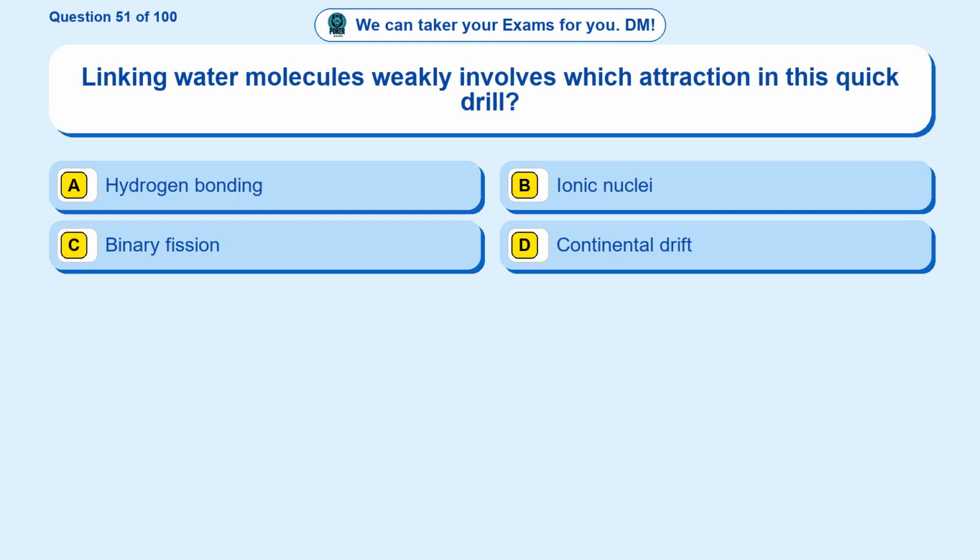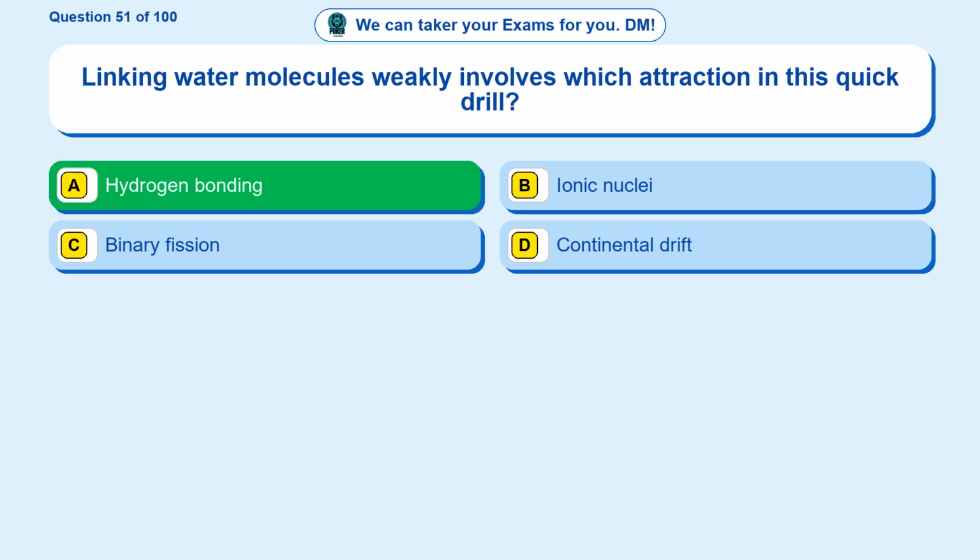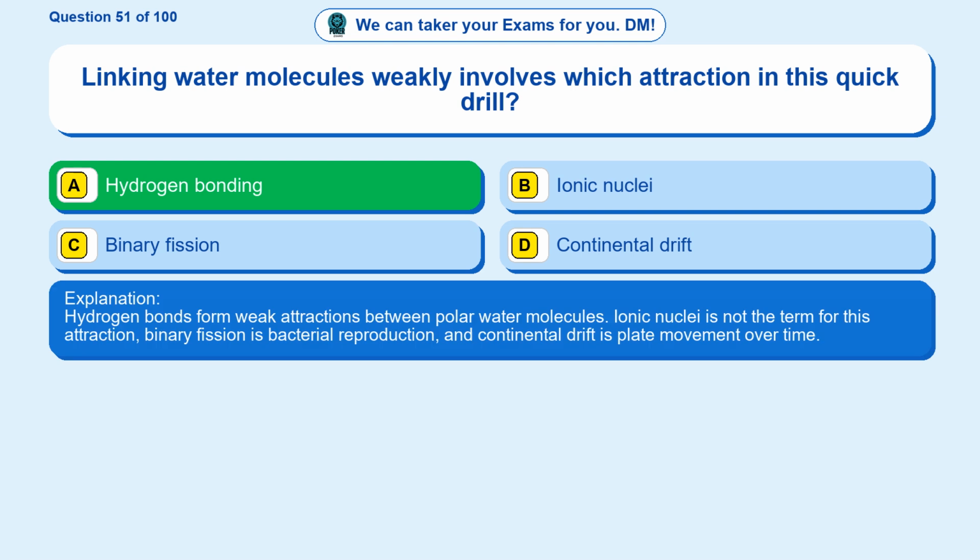Question 51. Linking water molecules weakly involves which attraction in this quick drill? Option A, hydrogen bonding. Option B, ionic nuclei. Option C, binary fission. Option D, continental drift. The correct answer is option A. Hydrogen bonding. Hydrogen bonds form weak attractions between polar water molecules. Ionic nuclei is not the term for this attraction, binary fission is bacterial reproduction, and continental drift is plate movement over time.